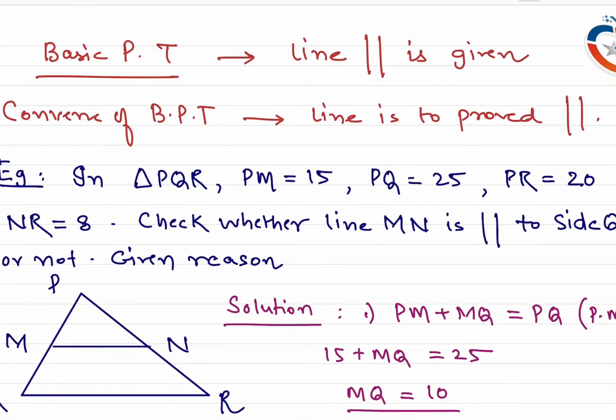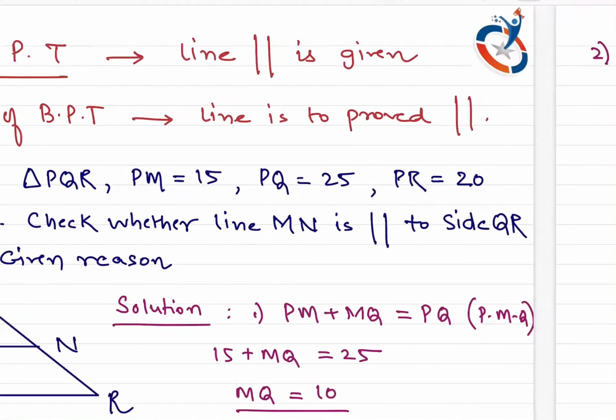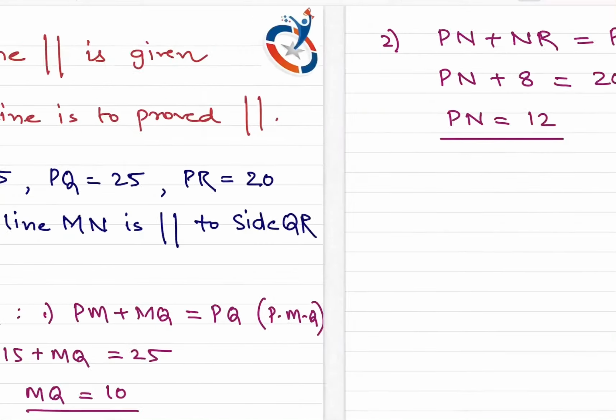PN in the question is given how much? Sorry, it's not given, NR is given 8. So PN plus 8 is equal to PR. PR is 20. So PN will be equal to 20 minus 8, that becomes 12. Clear? So PN is equal to 12.